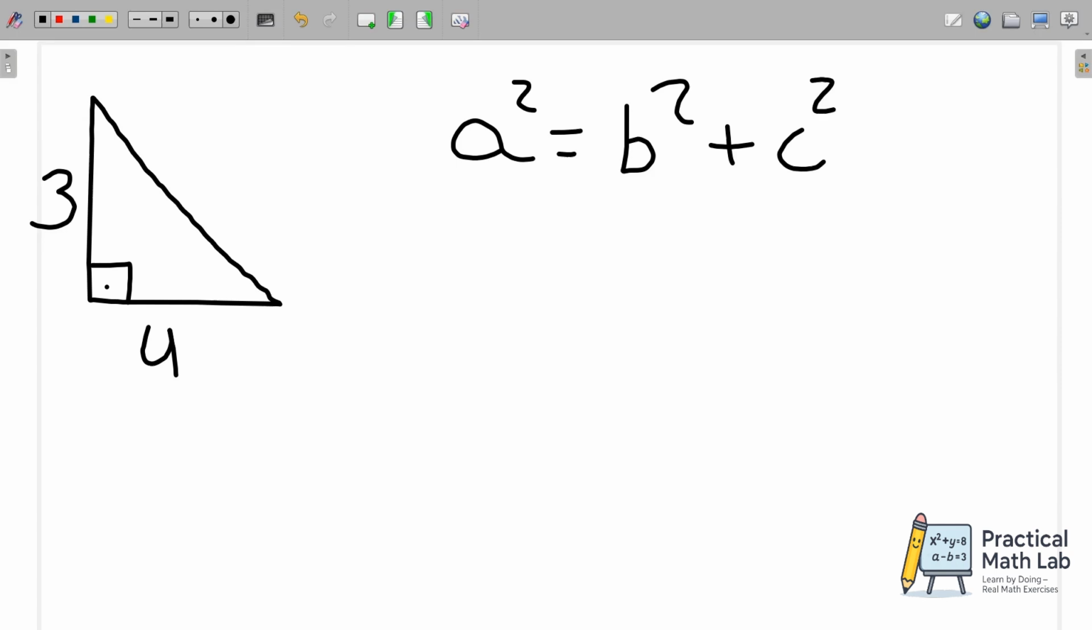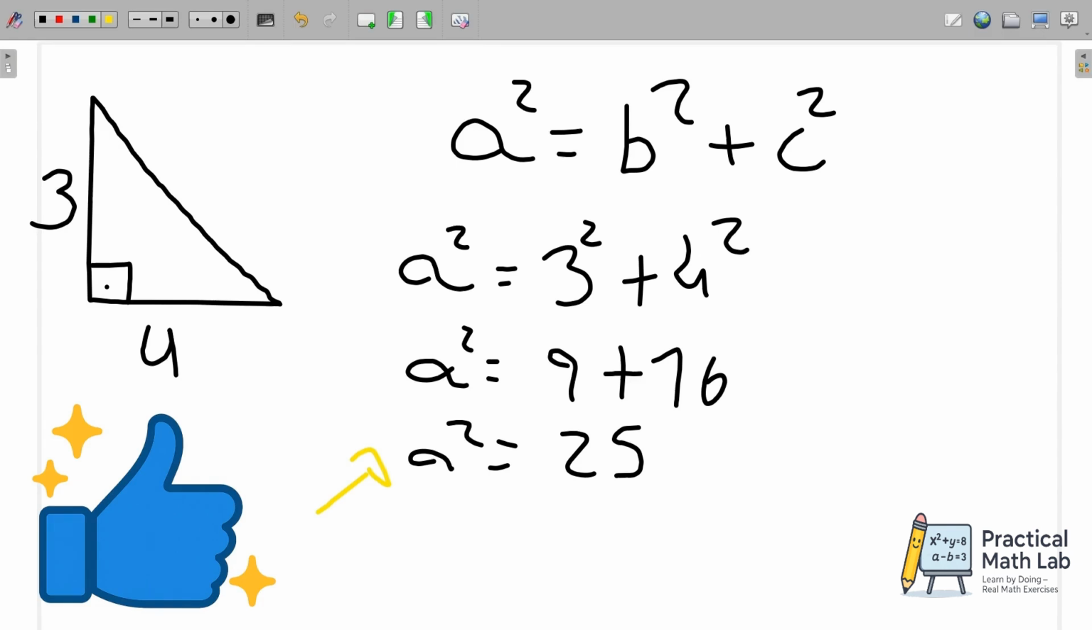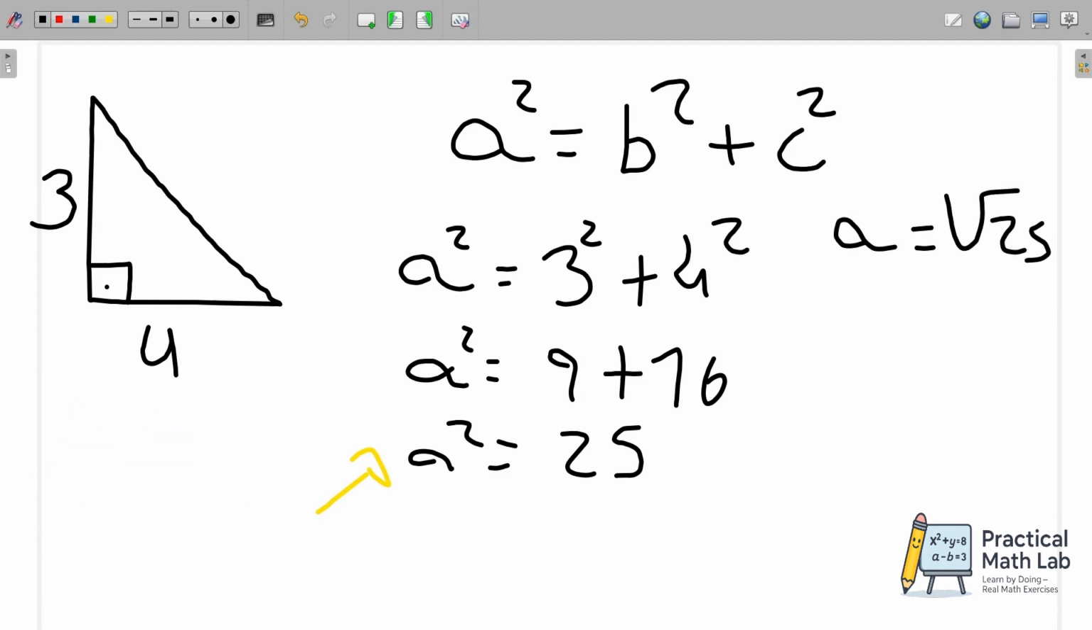So, using this formula, what is the value of the hypotenuse? Using the Pythagorean theorem, the hypotenuse squared is equal to 3 squared plus 4 squared. So the hypotenuse squared is equal to 9 plus 16. The hypotenuse squared is equal to 25. Here it's an exponent. When you move it to the other side, it becomes a root. So the hypotenuse equals the square root of 25. The hypotenuse is equal to 5. Solved using the Pythagorean theorem.